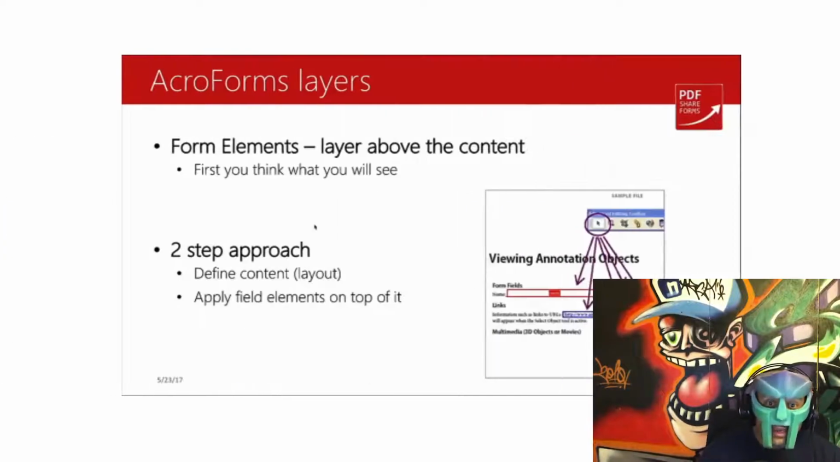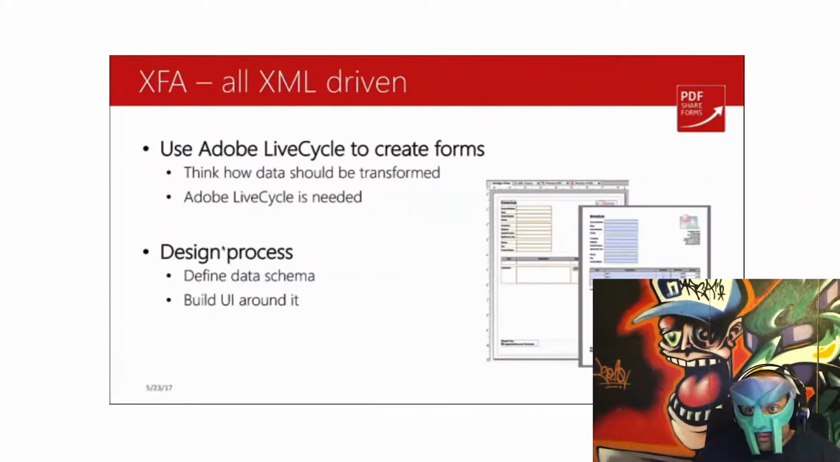exploited via the PDF. In other cases, attackers might leverage what are called acroforms. These are form elements that layer above the content. It uses a kind of two-step approach where you define the content layout and then you apply field elements on top of them. Or they might use what are called XFA forms, which use the Adobe lifecycle. And you have to think about sort of how the data should be transformed.